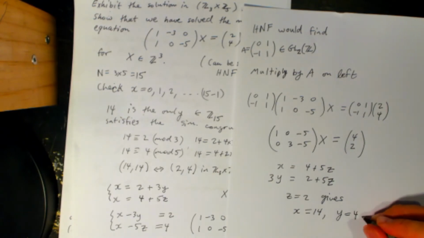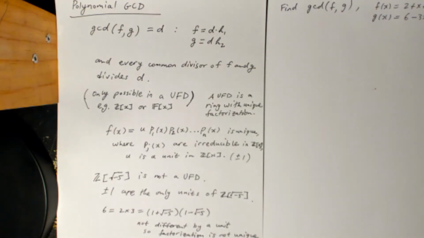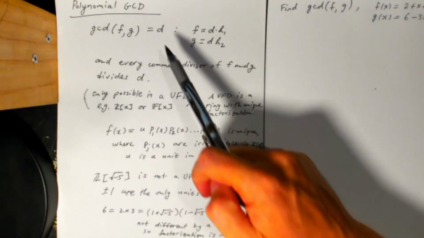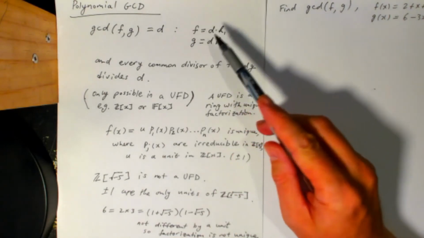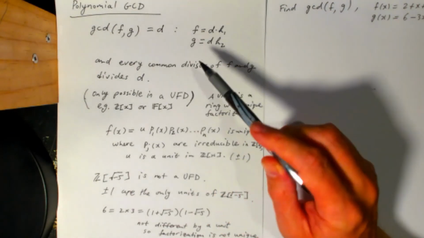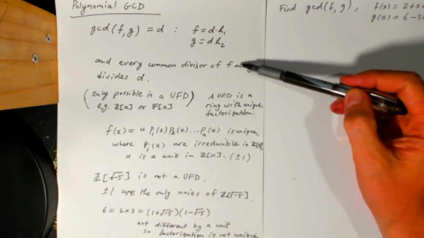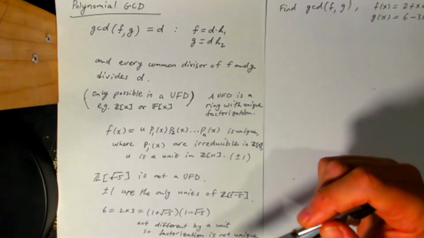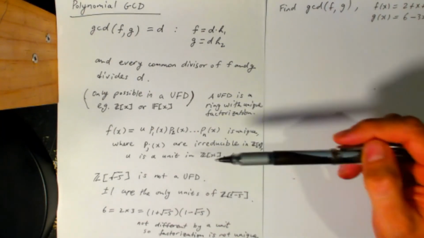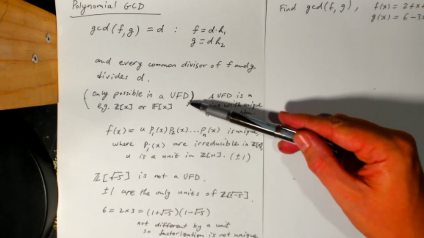Okay, next we're going to consider polynomial greatest common divisors. So consider the greatest common divisor of two polynomials f and g, and suppose that's equal to d. What this means is that f is equal to d times some polynomial h1, and g is equal to d times some polynomial h2, and every common divisor of f and g divides into d. Now this is only possible in a unique factorization domain, which we abbreviate as UFD.